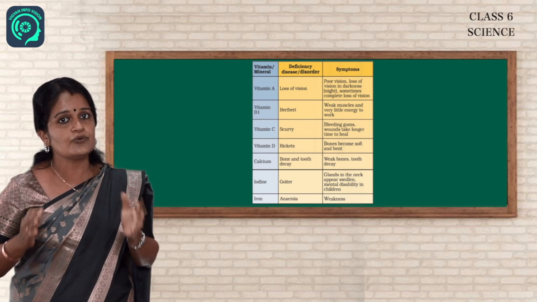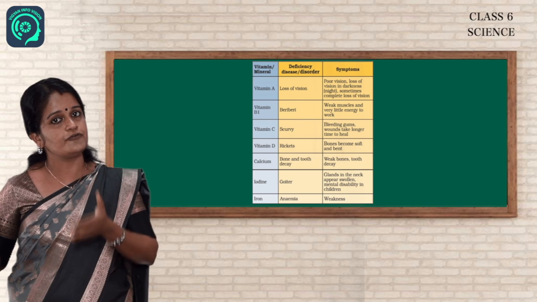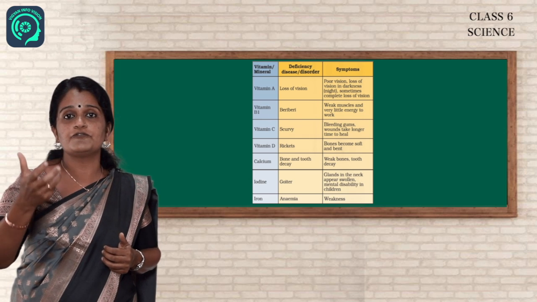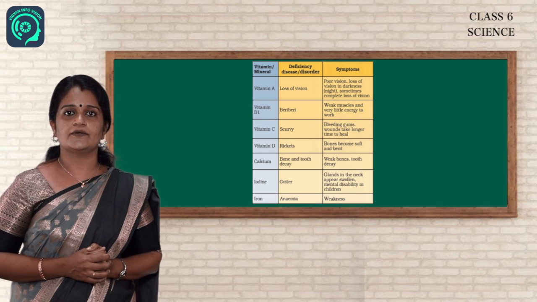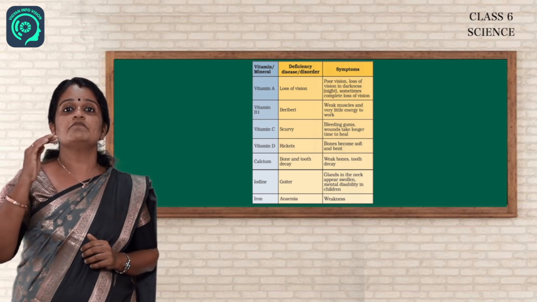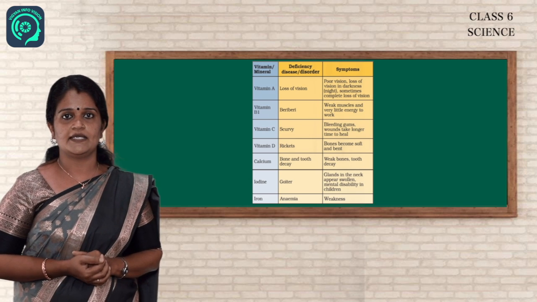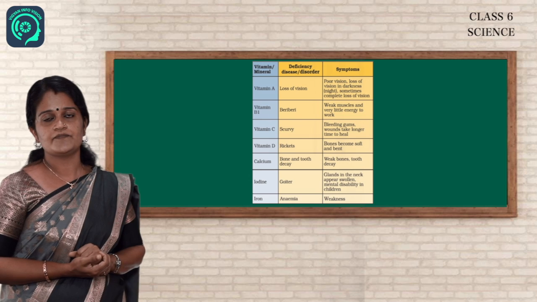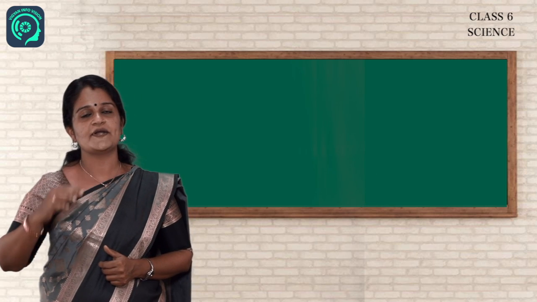So we have to take calcium content food. This is very useful to you. You have to take calcium content food. Next one is the iron. The deficiency of iron causes anemia. Weakness is the main symptom of anemia. All the deficiency diseases are covered in this area. Now children, that's about the components of food.